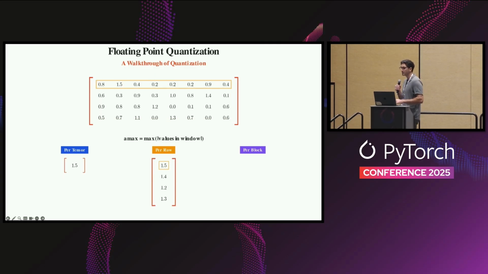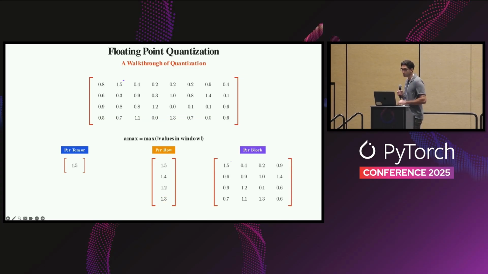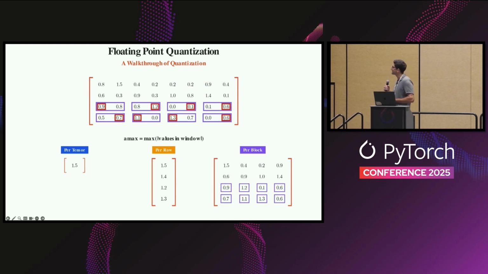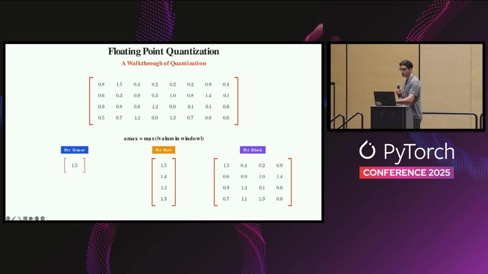For per row, again, we're going to split the rows up individually, and then in these windows, we're going to calculate the Amax values. I couldn't fit 1 by 32 on the slides, so I chose a block size of 1 by 2. But again, you iterate along the rows and along the columns, calculating Amaxes. And once we have our Amaxes, we're going to plug this into that formula I presented earlier, and this is going to turn these Amaxes into scales.